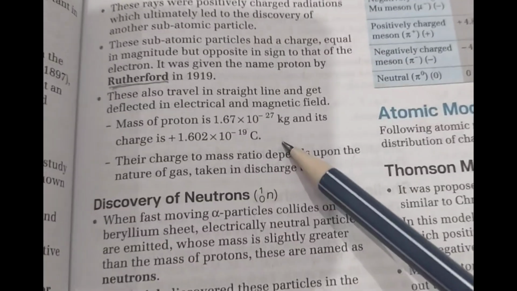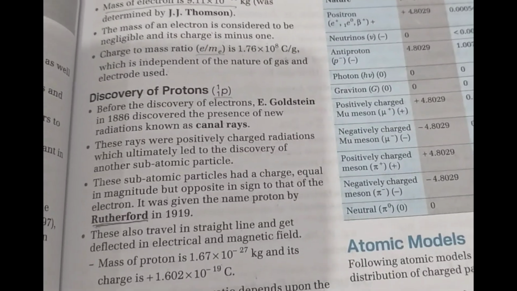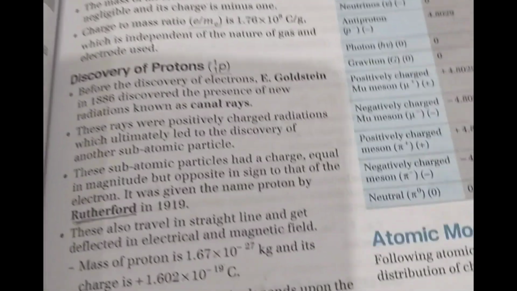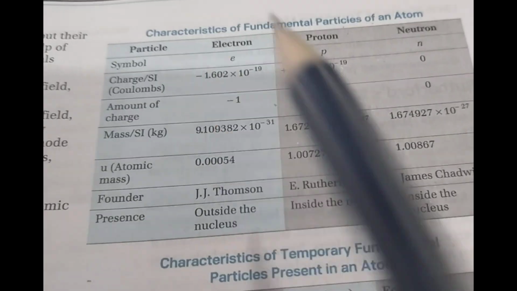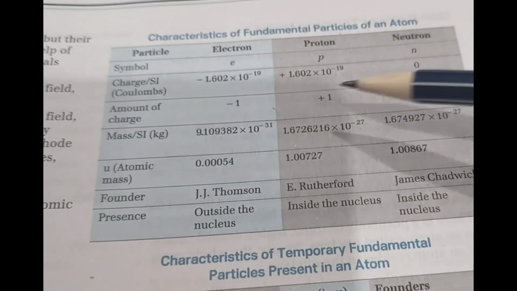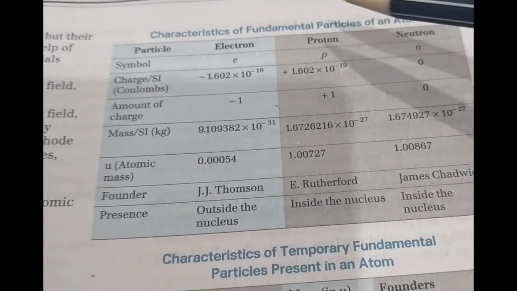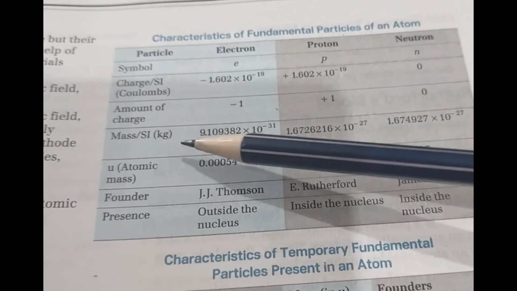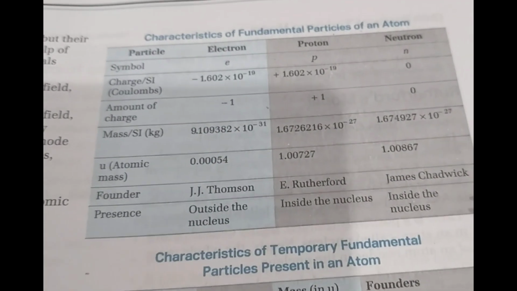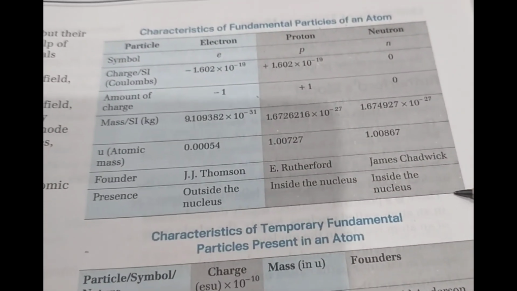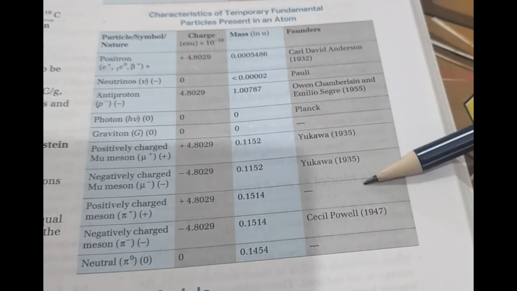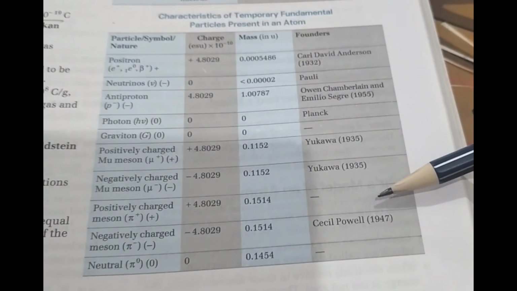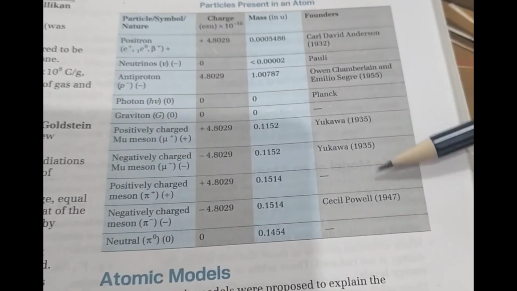Protons were discovered by Rutherford and electrons were discovered by J.J. Thomson. Right? So here you can have a look. It's a table in which electron, proton and neutron are given, with the amount of charge, mass, founder, presence, everything in the same table, right? Here is one more table, where the charge, mass and founders are given. You can just take a screenshot of this if you want.